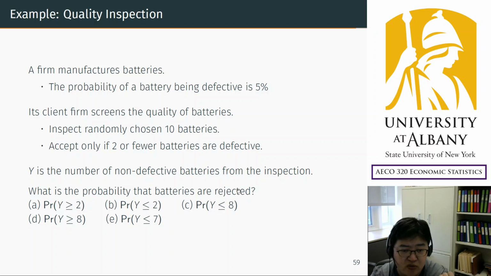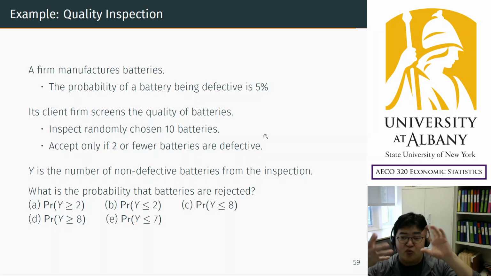But on the other hand, we are looking at rejection. So if you replace accept with reject, then you reject the batteries if the non-defective batteries are 7 or fewer, right? If 3 or more batteries are defective, then you are going to reject. That means if 7 or fewer batteries are non-defective, you reject.